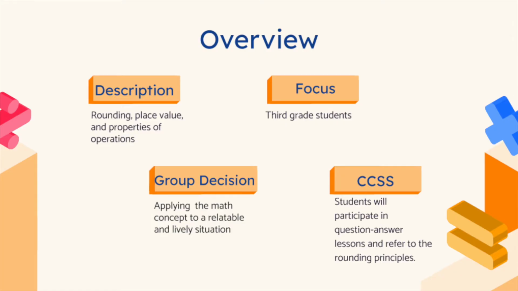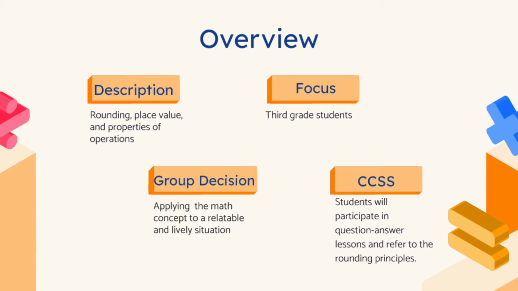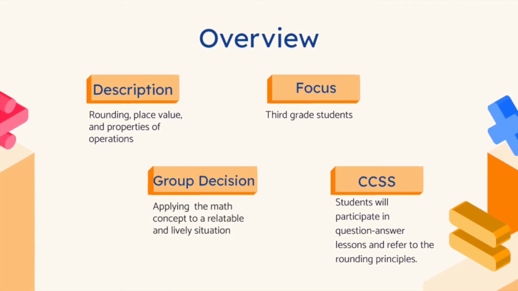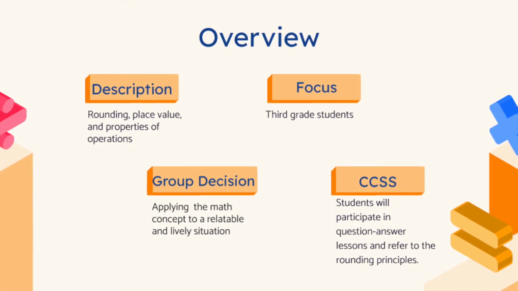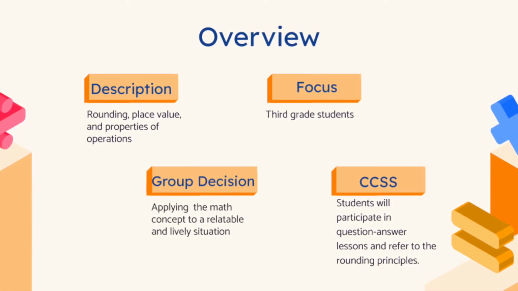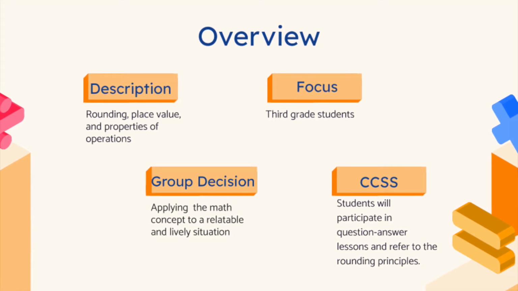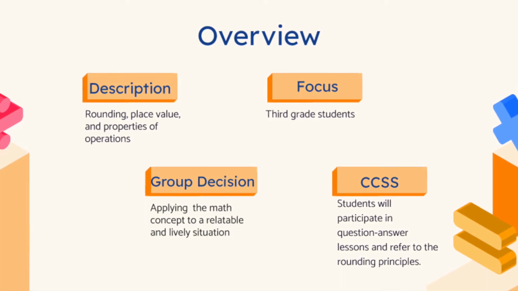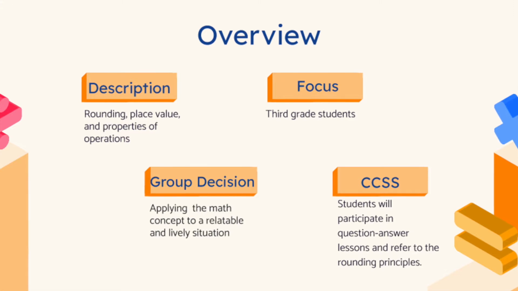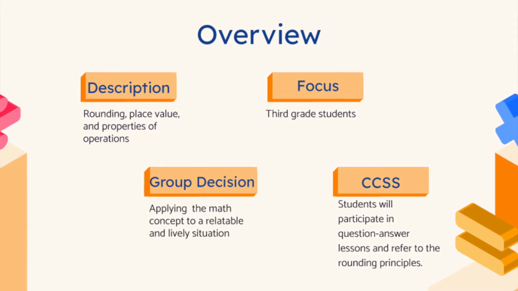So our mini unit focuses on math, and it covers rounding, place value, and properties of operations that are designed for third grade students. For this reason, this unit focuses on rounding whole numbers to the nearest 10 or 100. It also focuses on adding and subtracting within 1,000 and multiplying one-digit whole numbers by multiples of 10 in the 10 to 90 range.